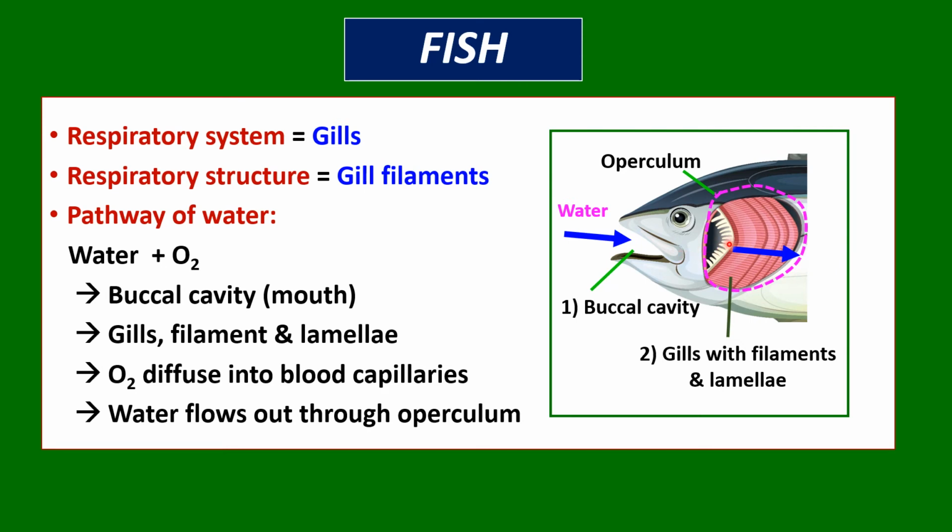Now when it flows past the gills, then the oxygen will diffuse into the blood, in the blood capillaries here, and carbon dioxide will diffuse out from the blood into the water. So the water that flows out will contain less oxygen and more carbon dioxide. So in through the mouth, out through the operculum. That's the flow of water. Now let's discuss the structure of the respiratory system.